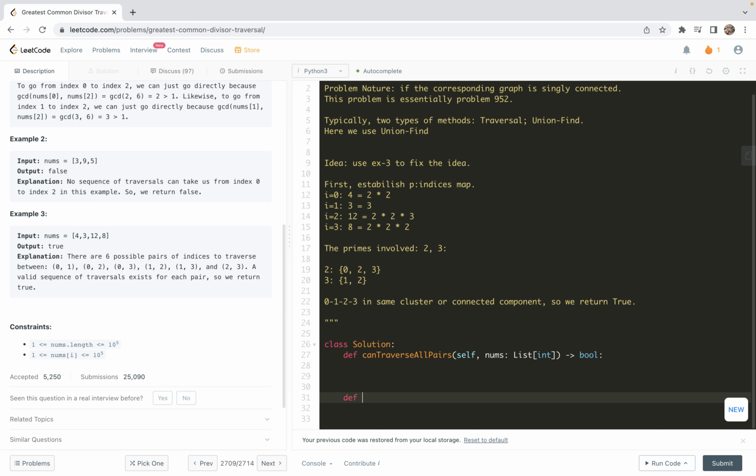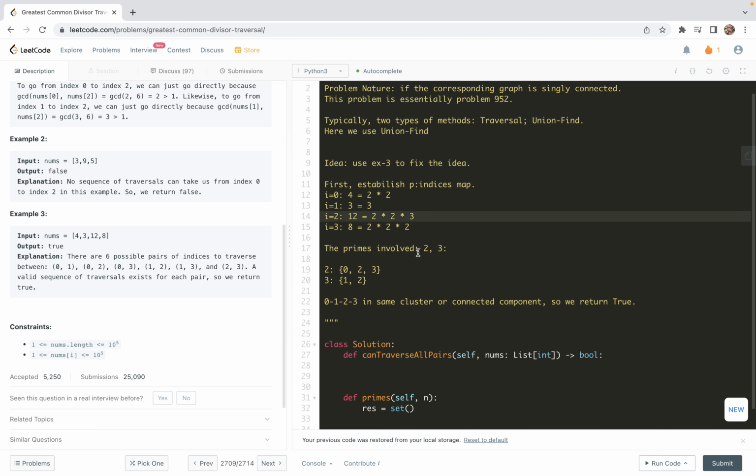So 0, 1, 2, and 3 are in the same cluster. In other words, the graph is singly connected. Therefore, for this example, we return true. So this is the main logic, and actually it's very natural and very straightforward in such a sense.